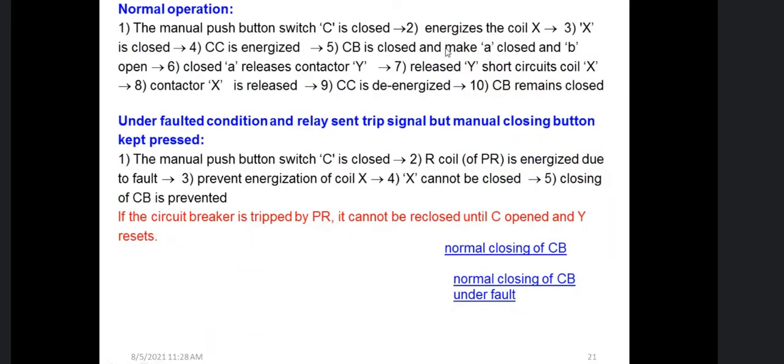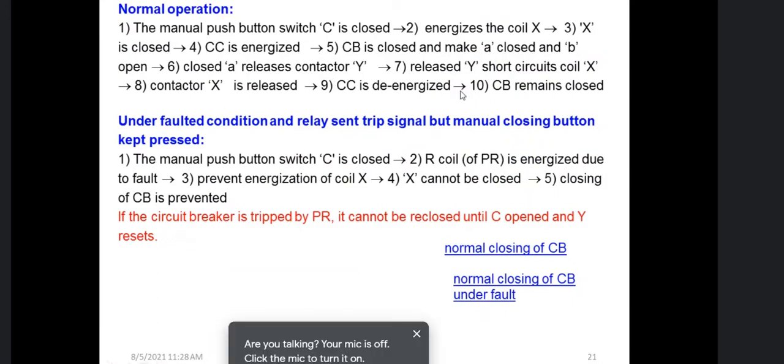And whatever I have told that is written here, I am not reading it out. So you read it and relate with the figure so that you can understand. Okay.